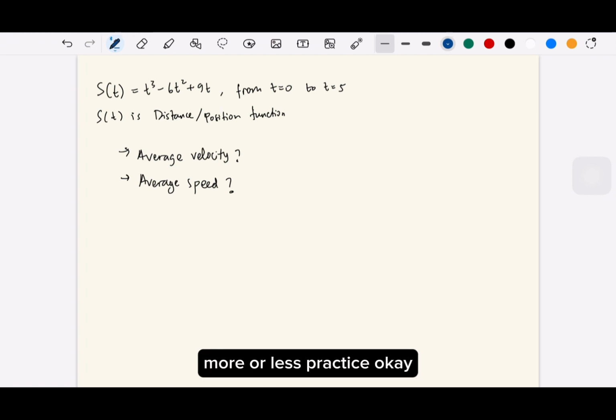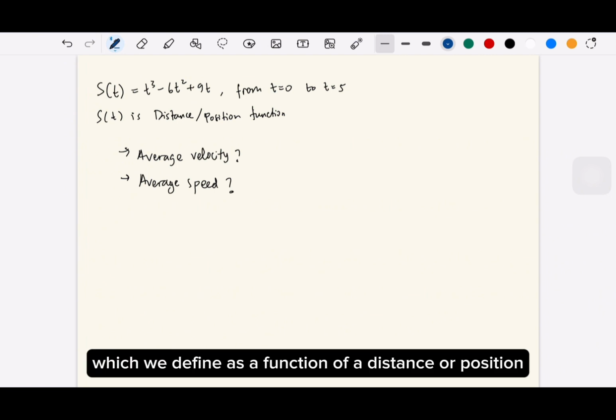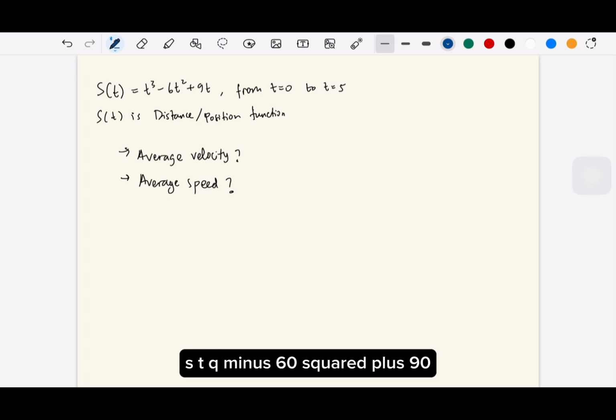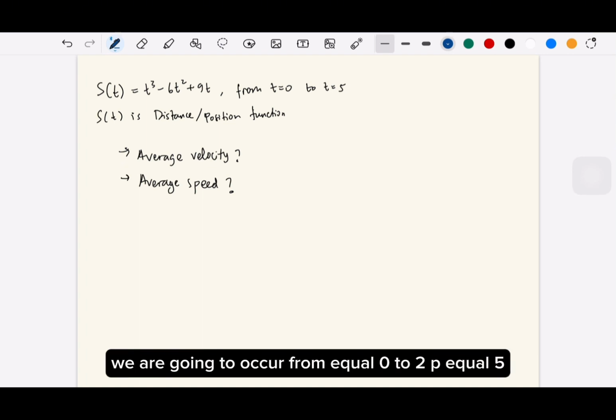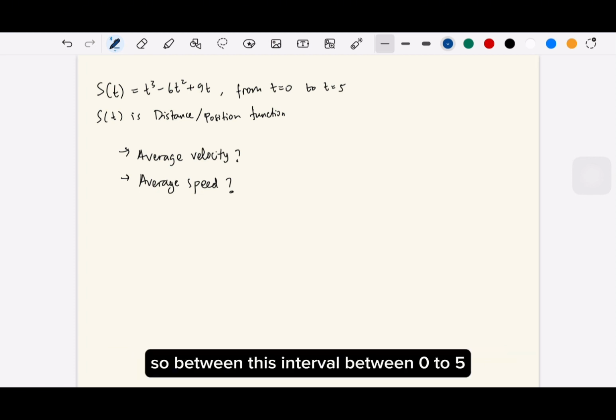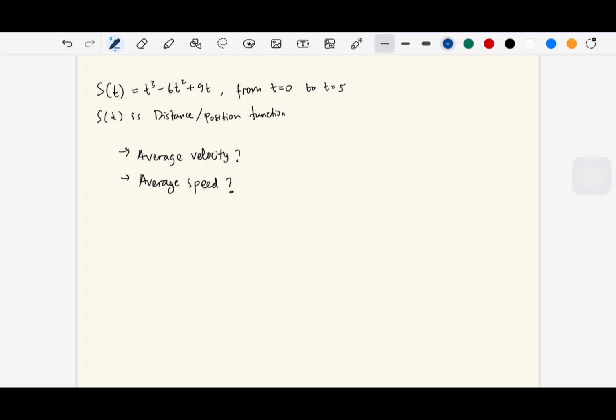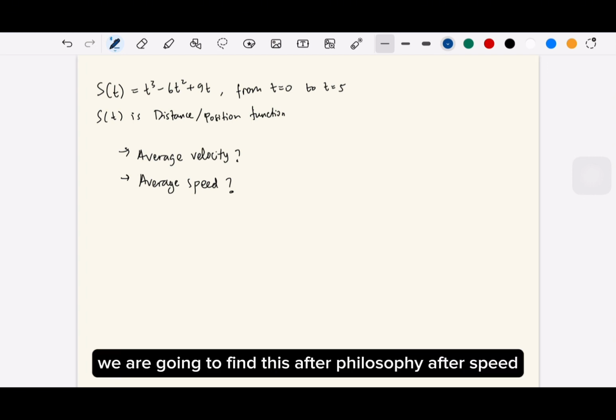More or less, right? Okay, so we have x, which we define as a function of distance or position, as t cubed minus 6t squared plus 9t. And we are going to observe from t equals 0 to t equals 5. So between this interval, between 0 to 5, we are going to find the average velocity and average speed.